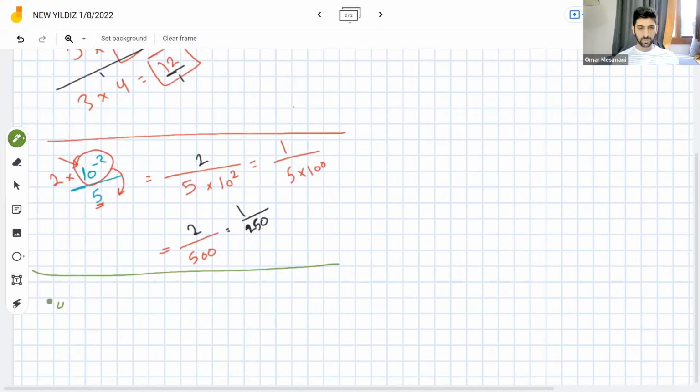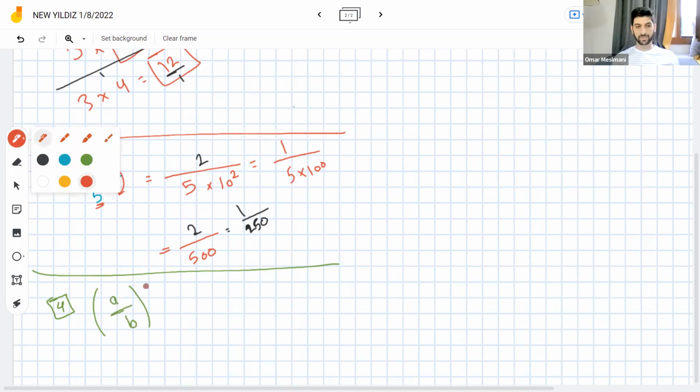Rule number 4. Okay, rule number 4 is this. Once you have a fraction and the power is negative. Look, this is so important. Now the power is for the whole fraction. It's not only for the numerator. It's not like this. This is different than this. Okay, listen carefully. A power negative n over b, this one and this one, they are so different. Here the negative n is only for a, but here the negative n is for the whole fraction.